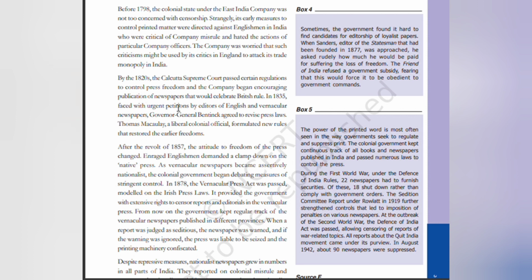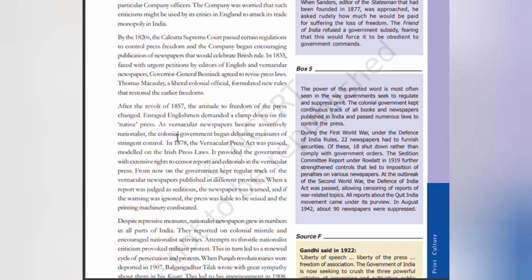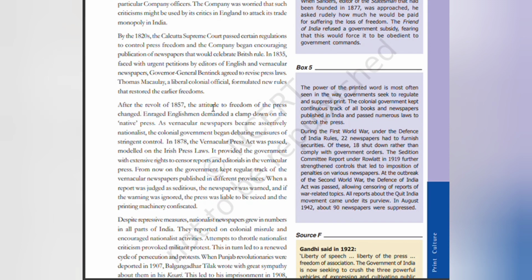In 1835, faced with urgent petitions by editors of English and vernacular newspapers, Governor General Bentinck agreed to revise press laws. Thomas Macaulay, a liberal colonial official, formulated new rules that restored the earlier freedoms. After the revolt of 1857, the attitude to freedom of the press changed. Enraged Englishmen demanded a clamp down on the native press. As vernacular newspapers became assertively nationalist, the colonial government began debating measures of stringent control.